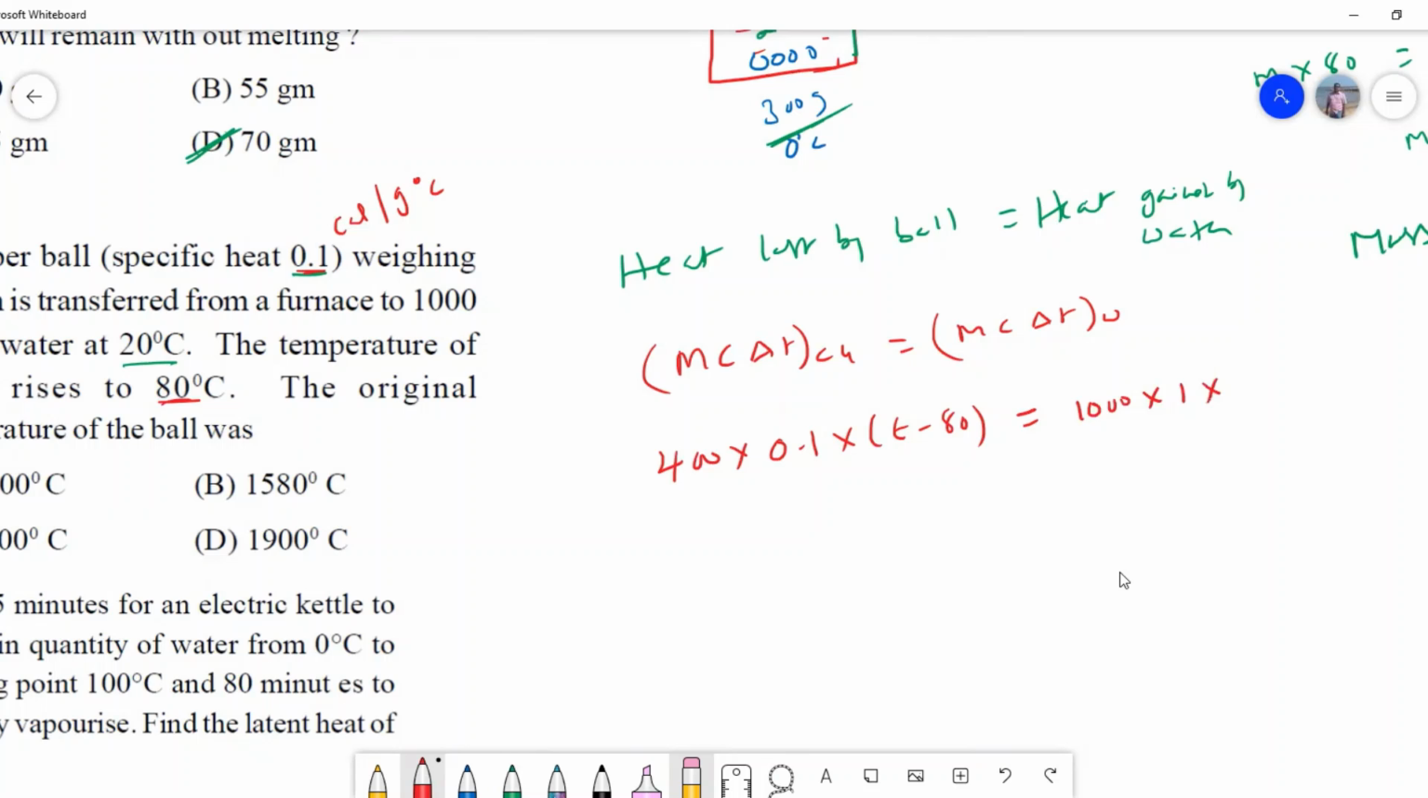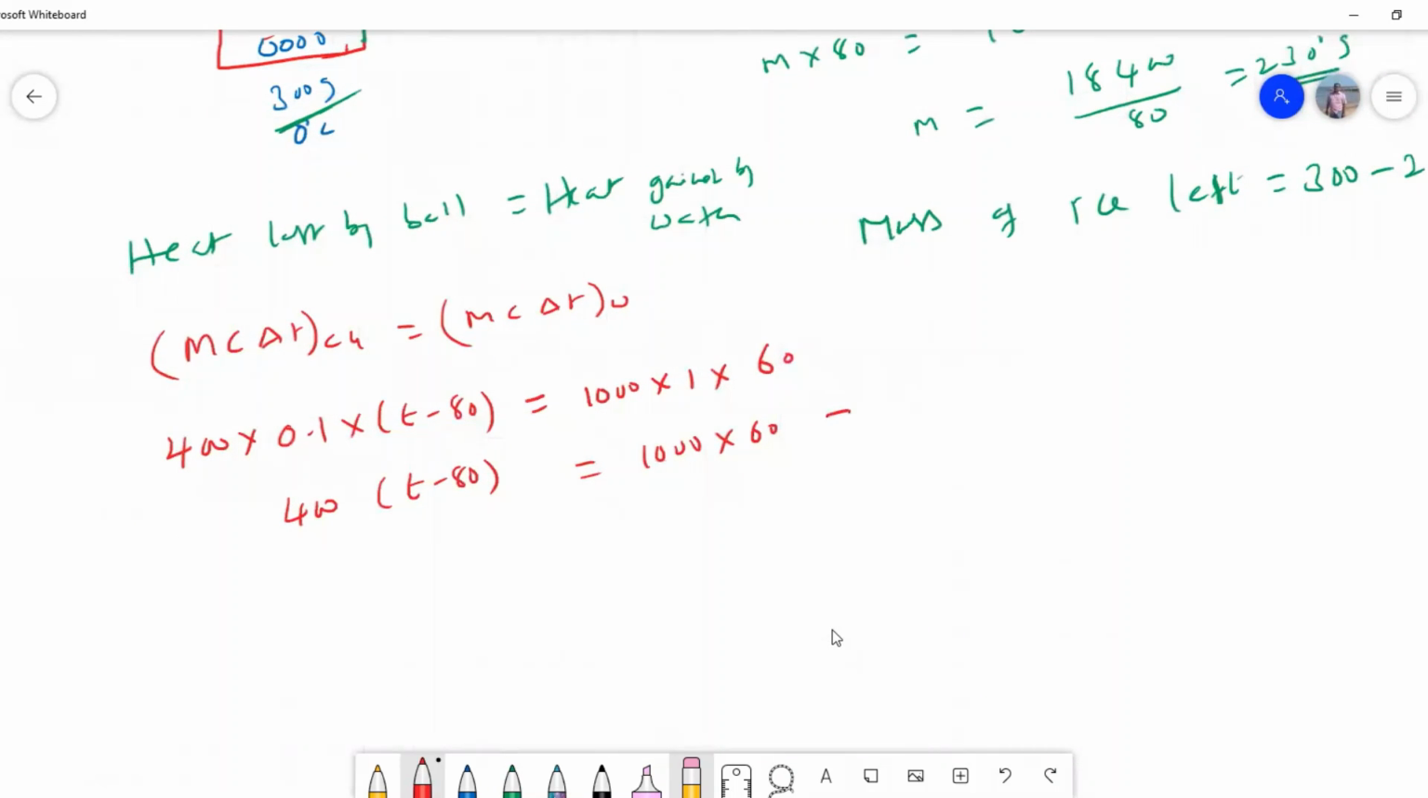Specific heat of 1. Initial 20, now final 80, the resultant will be 60. The rise in temperature is 60. So this becomes 400 into T minus 80 is equal to 1000 into 60. So this I can write T minus 80 is equal to 1000 into 60 upon 400, and this is 600 by 4, nothing but 150.